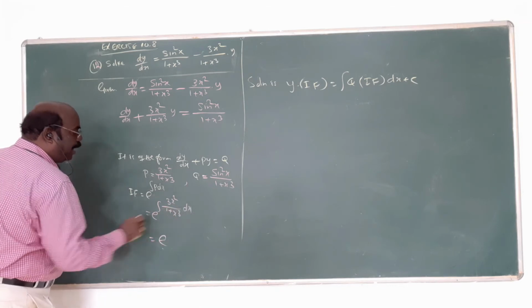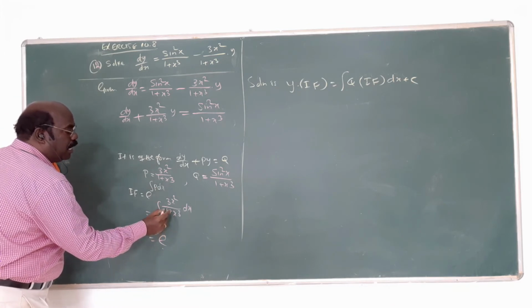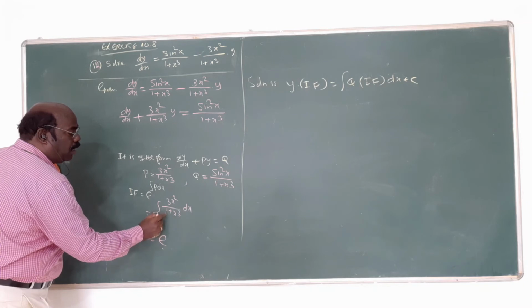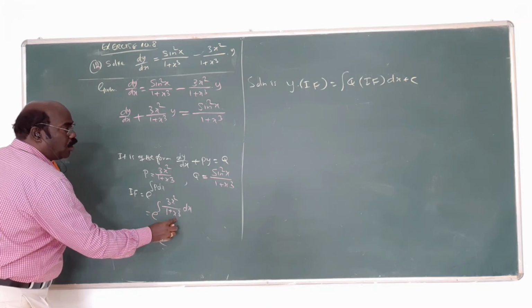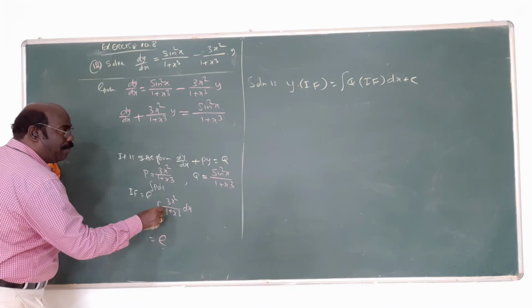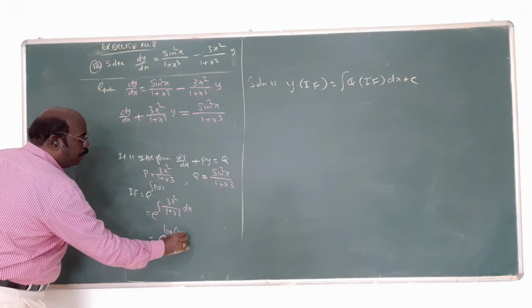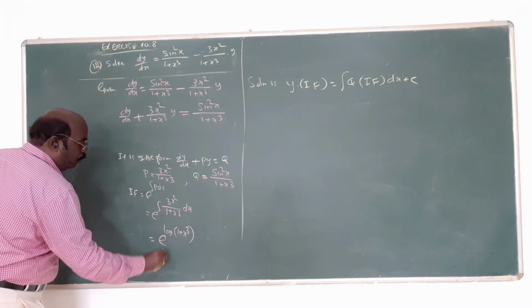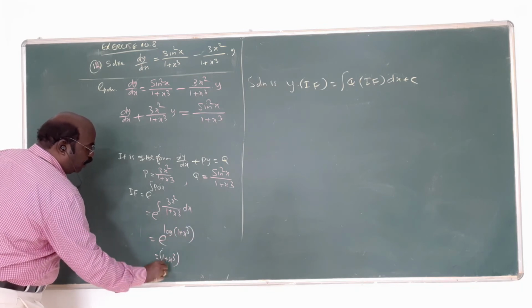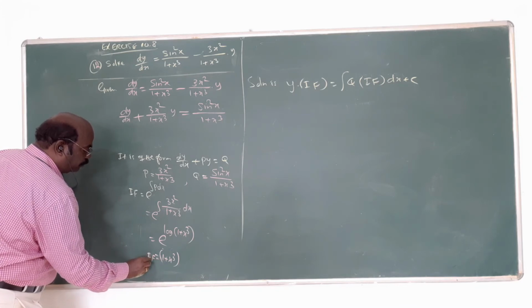Now e power integral. Add it to denominator: what is the differentiation of 1 plus x cube? 1 becomes 0, x cube gives 3x square. The differentiation of the denominator becomes exactly the numerator. So it is log of denominator, and e power will be cancelled. We get only 1 plus x cube. This is the integrating factor. Am I right?